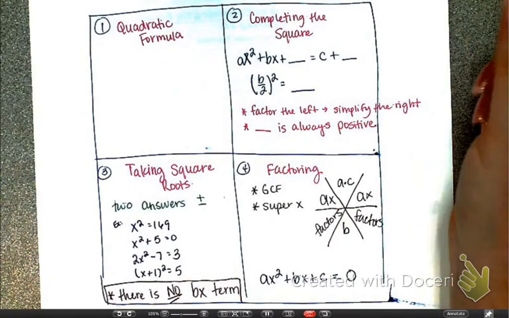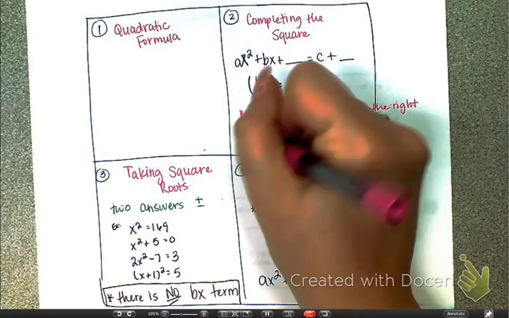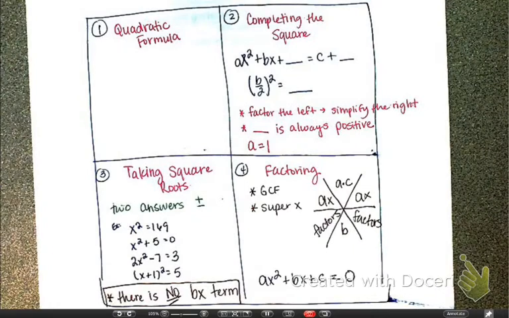A equals 1. A needs to equal 1. Super important. So if you look back at page 44, for instance, you'll notice that my A value is not 1, and that's where we had to divide through. You cannot use completing the square unless A equals 1.